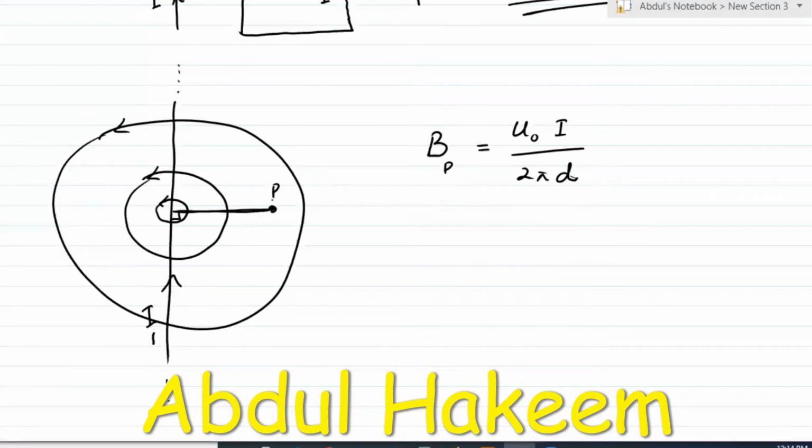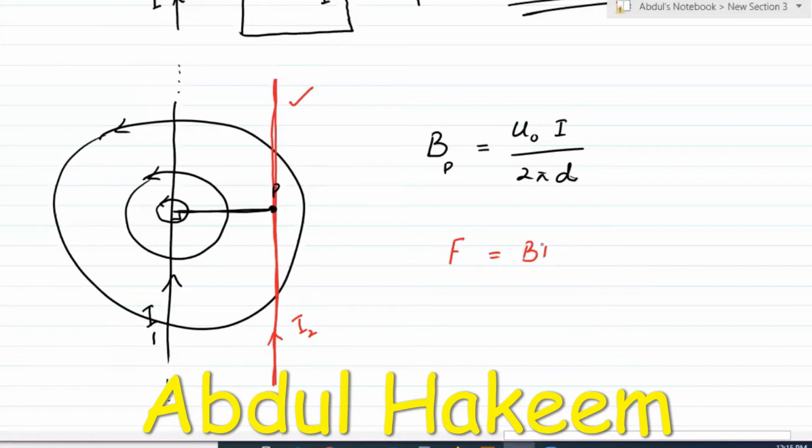Now another wire is placed parallel to the first, at P, and carrying a different current in the same direction as in the first. Then the second wire, this one, will experience a force equal to BIL sine theta.